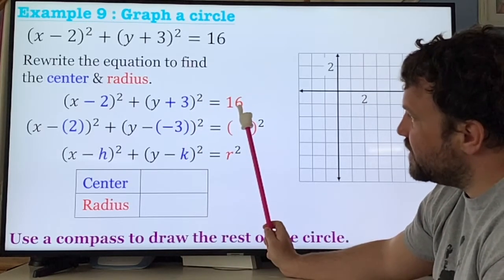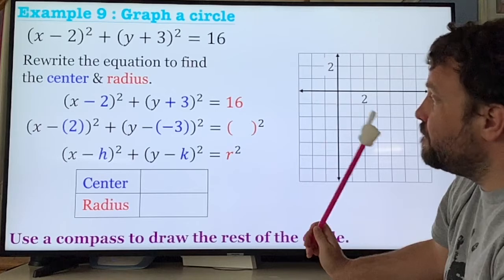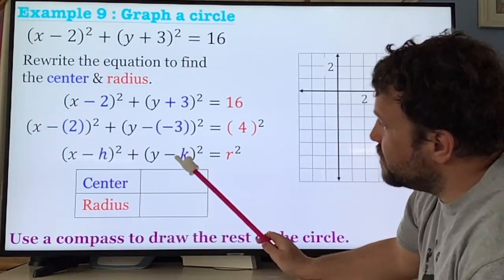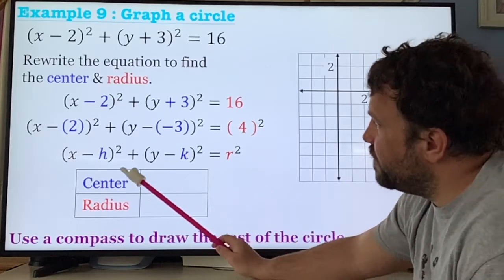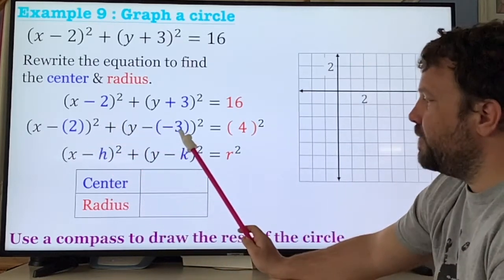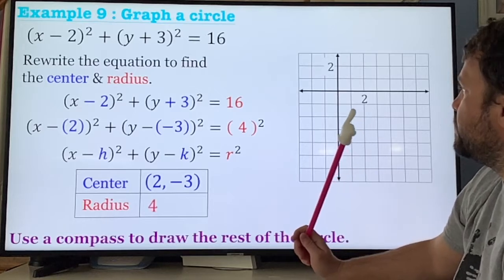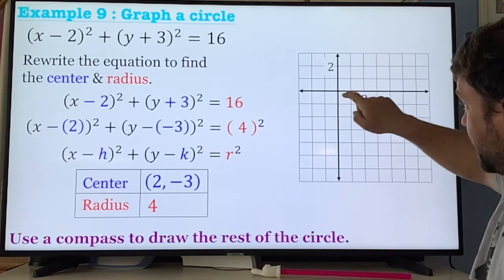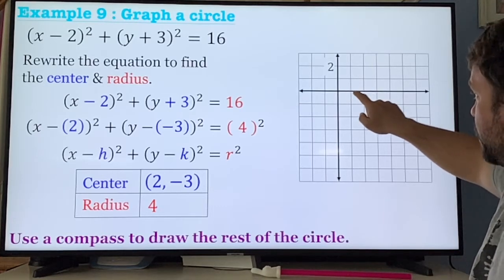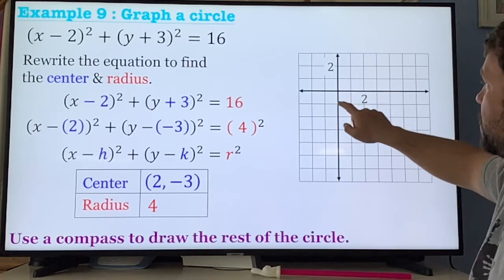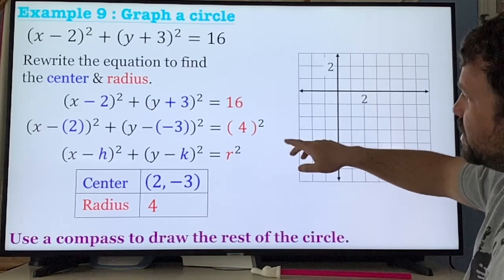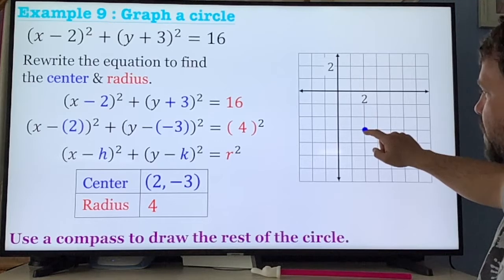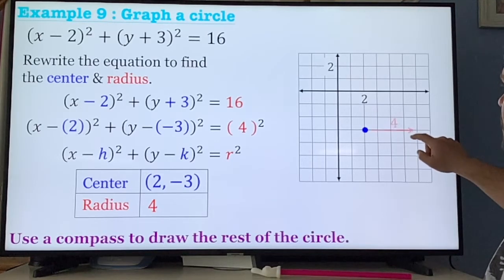Now, the square root of 16 is what? 4. So here's our equation. So our center is 2, negative 3. And our radius is 4. How do we draw this? Each one of these things goes by 1: 1, 2, 3, 4, 5, 6. Negative 1, 2, 3, 4, and so on. All right, so center is 2, negative 3. 1, 2 over, 1, 2, 3 down. Our radius is 4, so go in any direction 4.